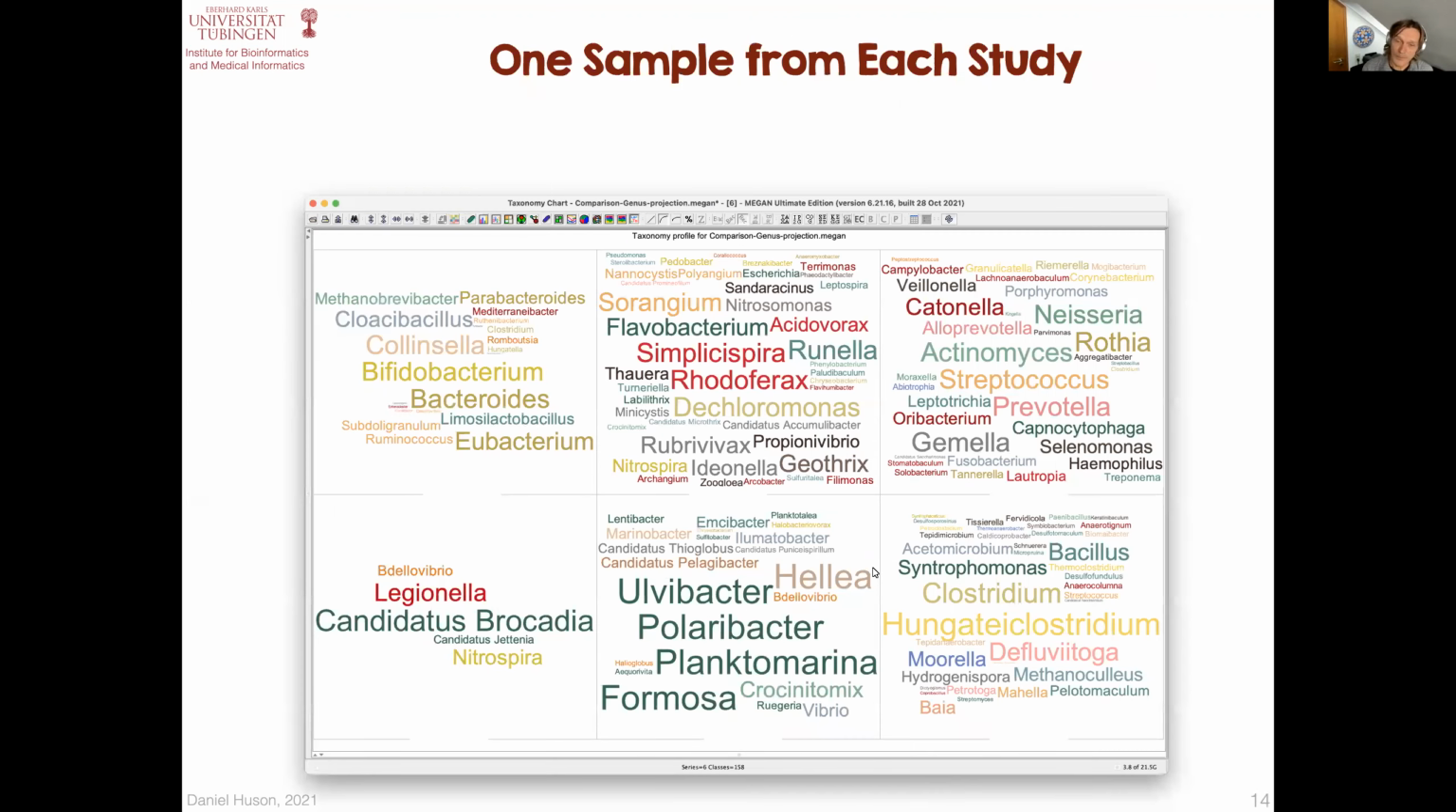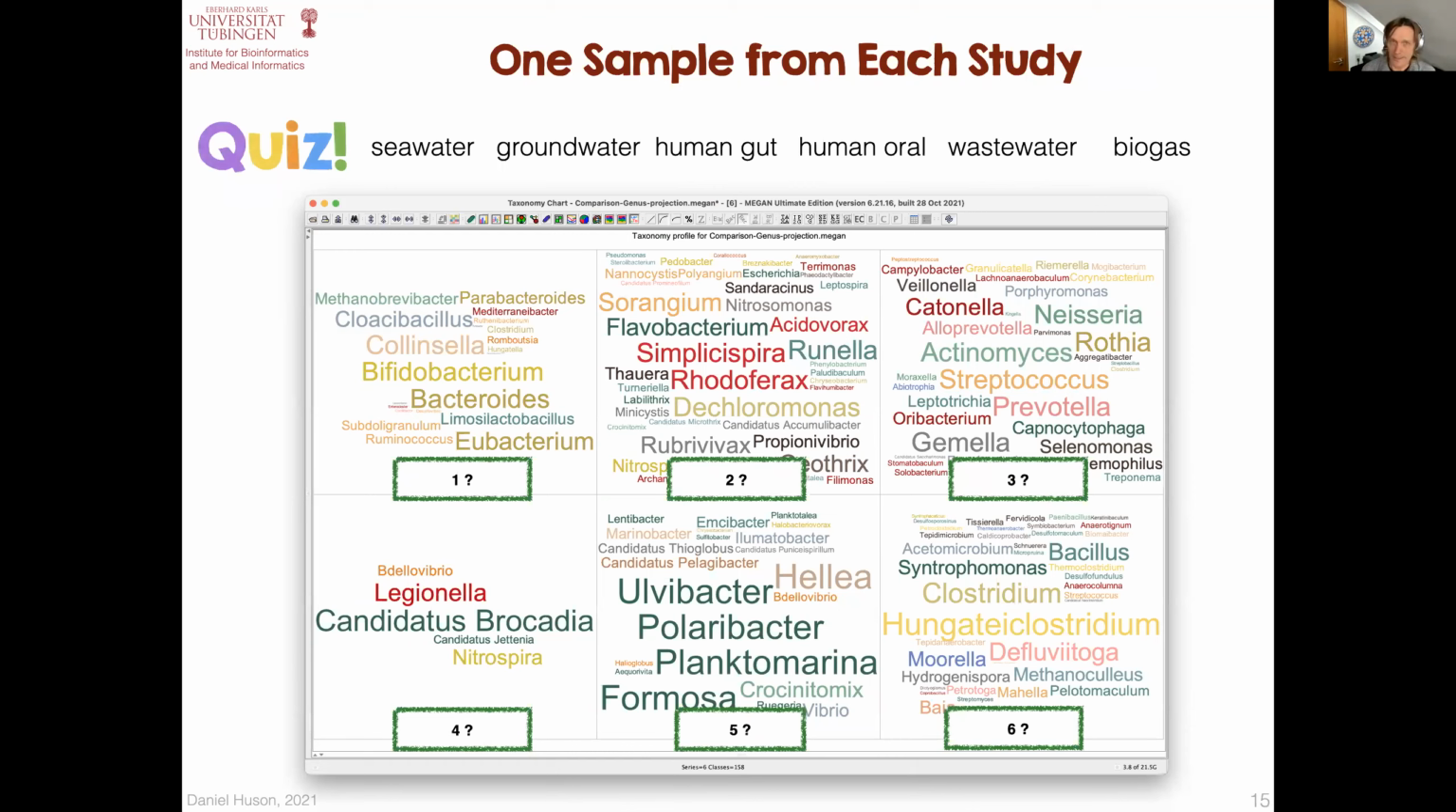I thought I would prepare something for this presentation that's less boring than just a bunch of slides. So I opened up one data set from each of 6 different environments, and I would like to run a quiz here. Here you see 6 word clouds generated from 6 samples that I've opened. One's from seawater, one's from groundwater, one's from human gut, one's from human oral, one's wastewater, and one's biogas.